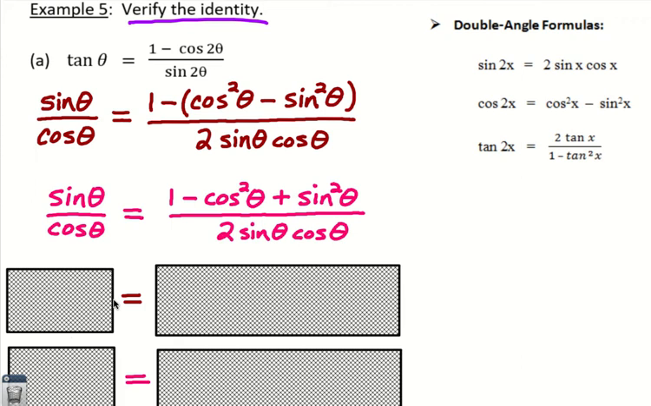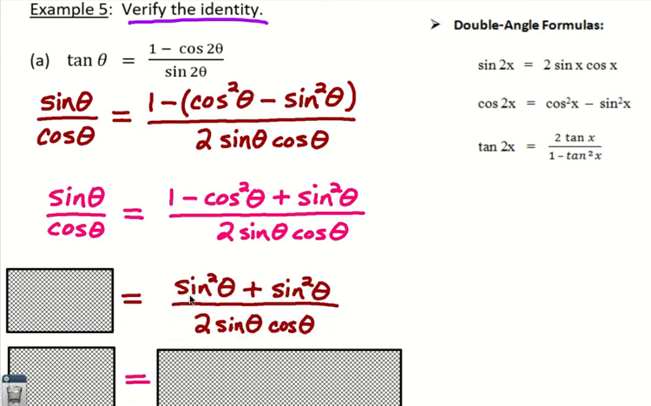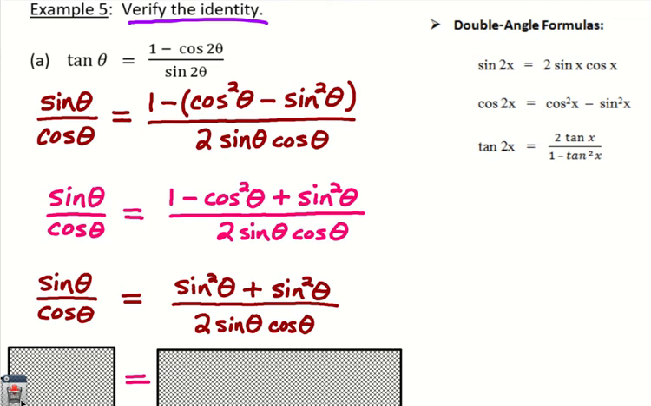Do you notice 1 minus cosine squared is directly connected to the Pythagorean identities? And this 1 minus cosine squared of theta can be replaced with what? Sine squared, because 1 minus cosine squared equals sine squared.